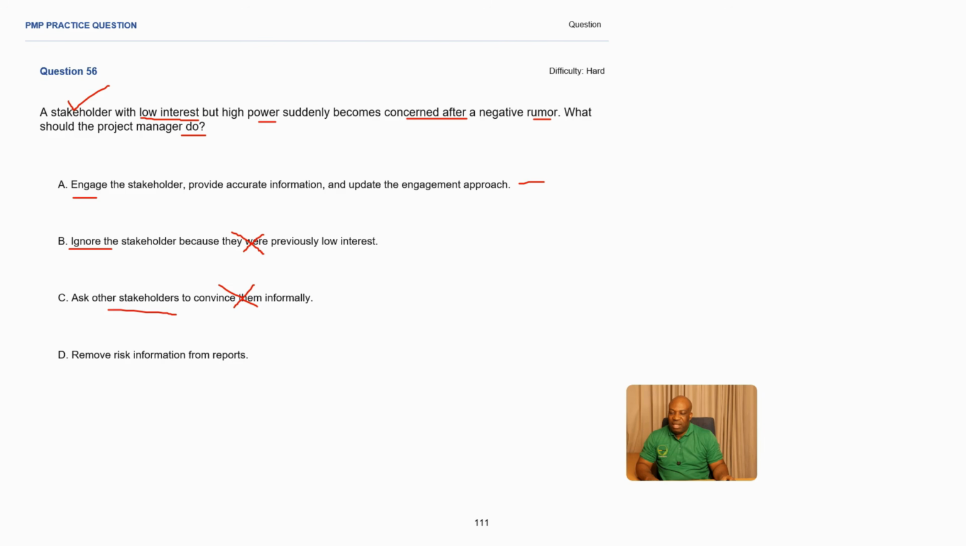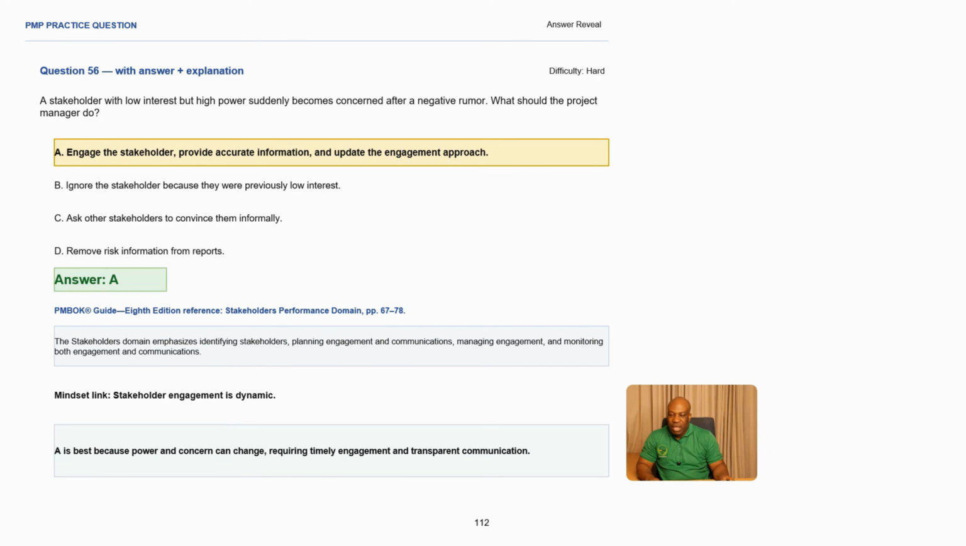D, remove risk information from reports. You don't remove risk information. You're supposed to be transparent and report everything. Making this one incorrect answer. So the best answer here is A. You need to engage the stakeholder. Try to understand more about their concern. Try to dispel this rumor. Try to give them as much information as possible. So you update them. And also you have to make sure that your engagement approach is also going to include this particular stakeholder so that in future, they don't start getting information through some rumors, all right?